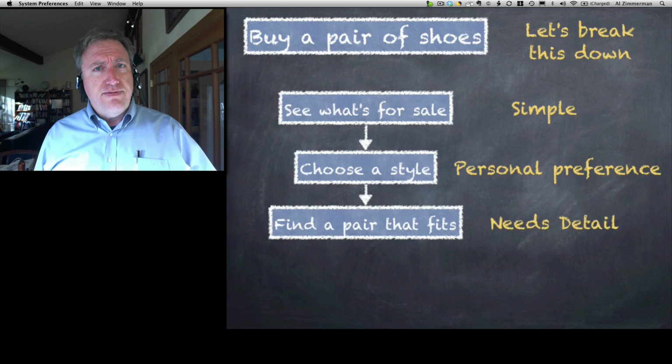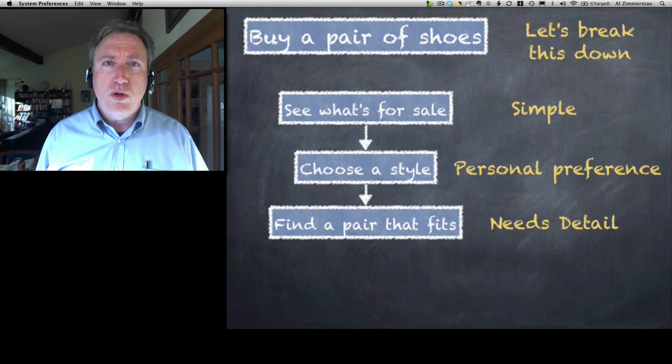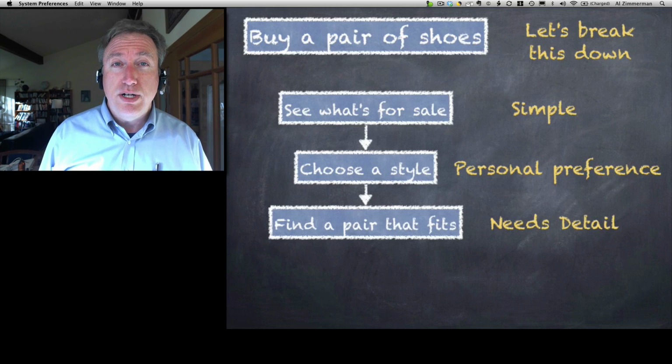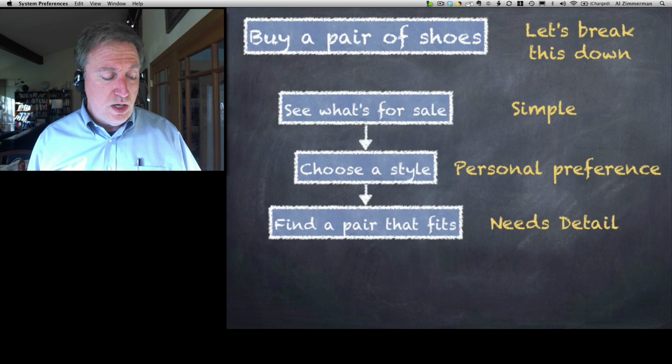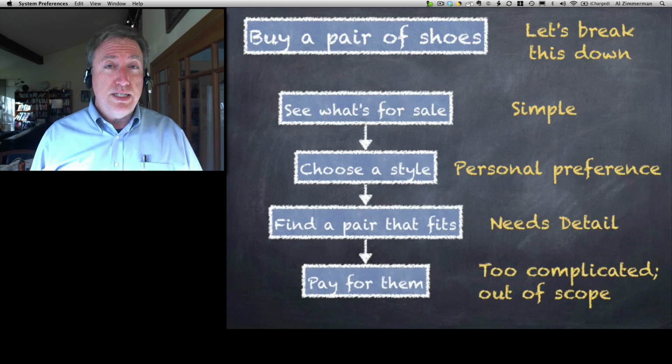Then we're going to find, of that style, we're going to look at pairs of shoes until we find one that fits. Let's look at that one a little more closely, because it'll allow us to explore the whole concept of trying something out until we get it right. And then finally, you have to pay for your shoes, even if you're a princess.